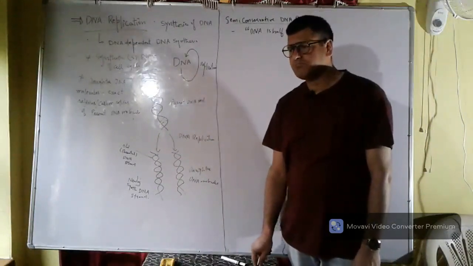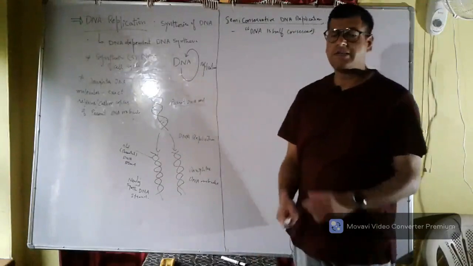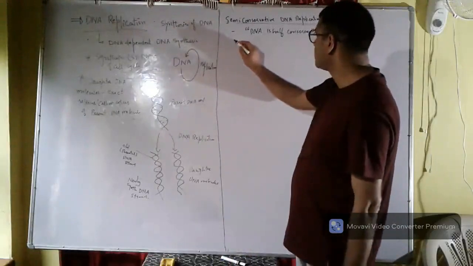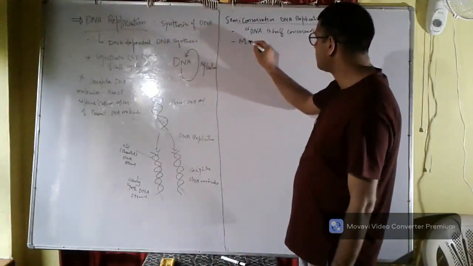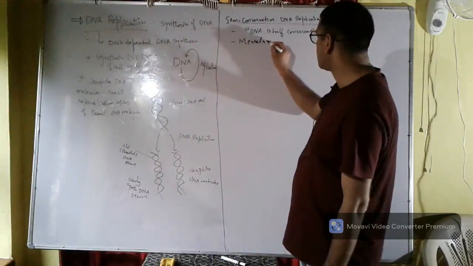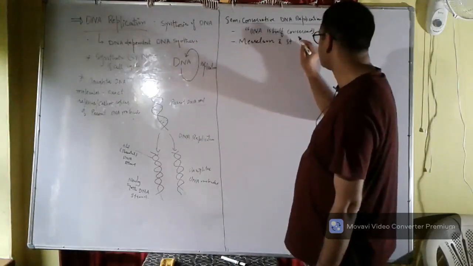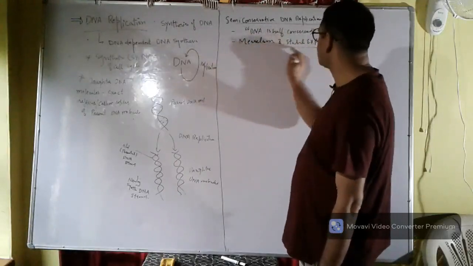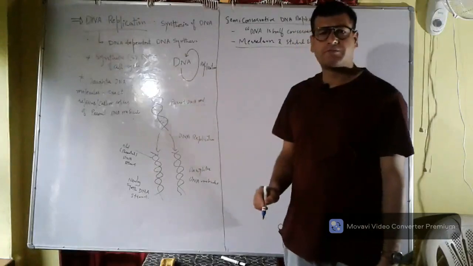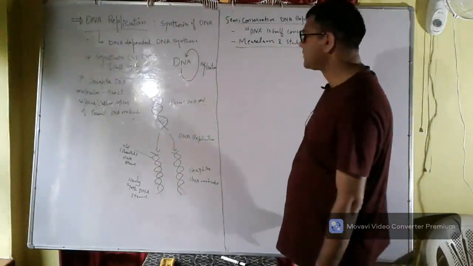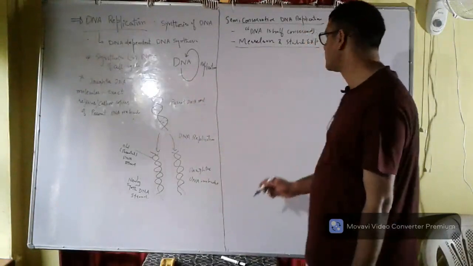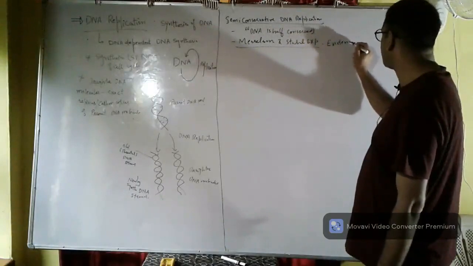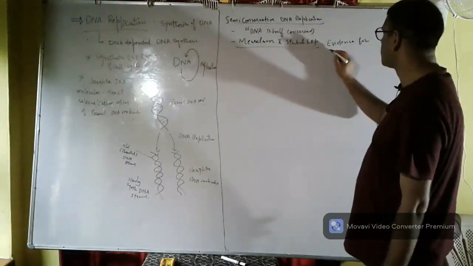This was first experimentally proved by Meselson and Stahl. The semi-conservative mode of DNA replication was first explained by Meselson and Stahl, and their experiment provided evidence for semi-conservative DNA replication.